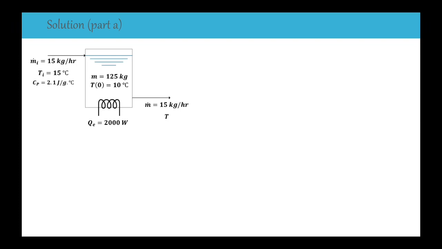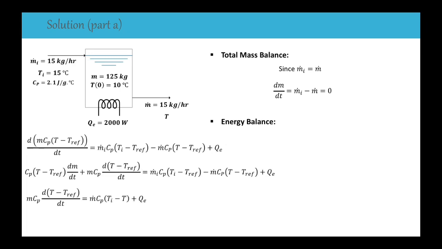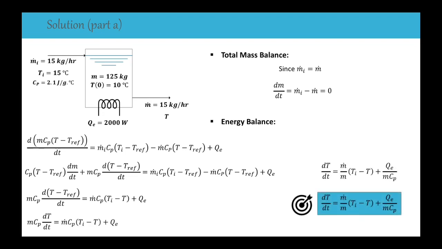So, in order to solve part A in the question, first we use the total mass balance. Since the mass entering the system is equal to the mass leaving the system, the accumulation term is equal to 0. Then we used the energy balance, where we wrote the energy balance equation. Then after doing some simplification, we end up with this differential equation.